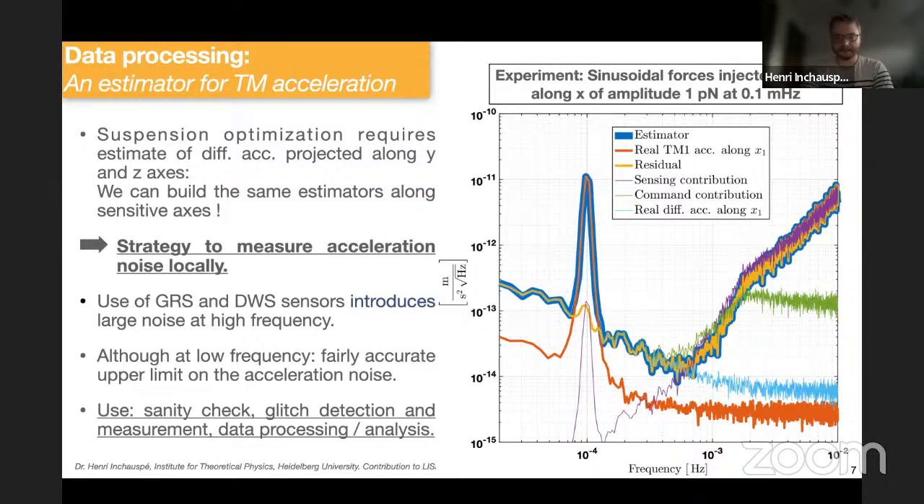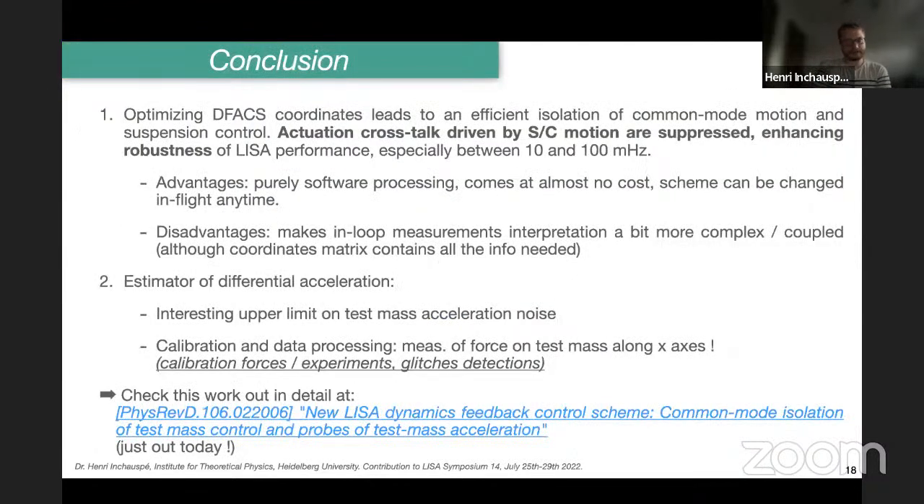everything is okay. I think I'm pretty much done here. I will conclude with the fact that building this estimator of differential acceleration allowed us to define better, more suited DFACS coordinates in order to make a clearer distinction between what is common mode and what is differential mode. And in doing so, we were able to suppress completely the actuation crosstalk driven by spacecraft motion, enhancing the robustness of laser performance.